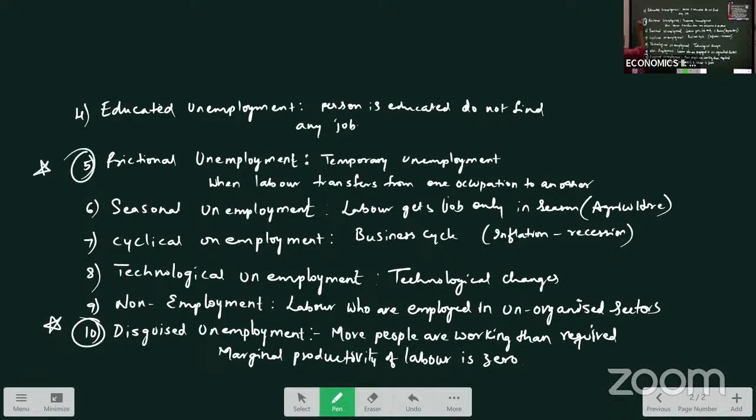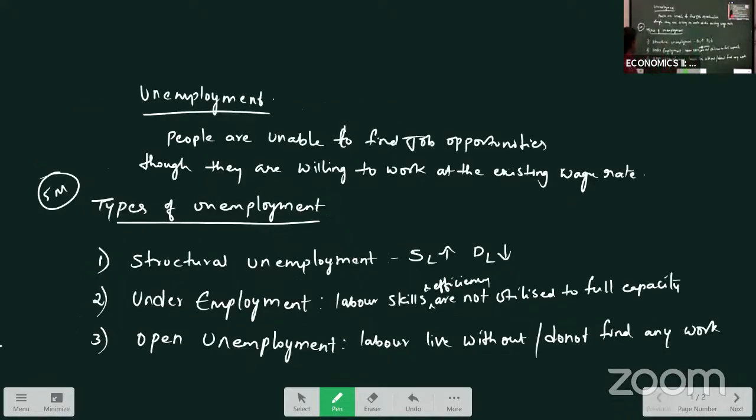Frictional unemployment is important for your 2 marks. Okay, so total types of unemployment is a 5 marks question. In that, again, one type they may ask for 2 marks. So what are the different types of unemployment we are having here? Structural unemployment. Structural unemployment means what? Depends on the economic structure of the country.